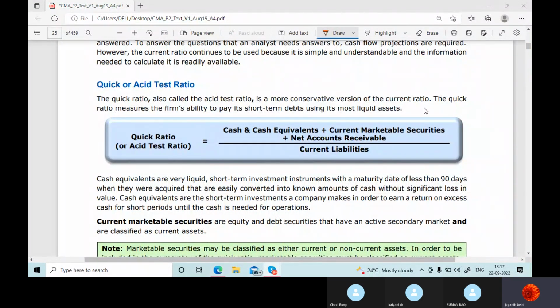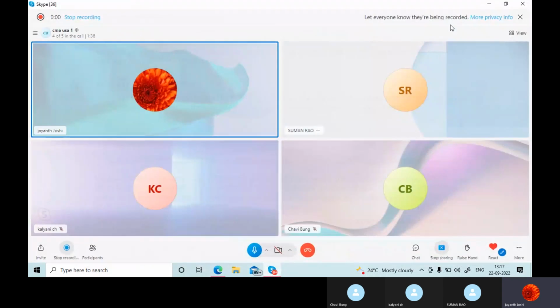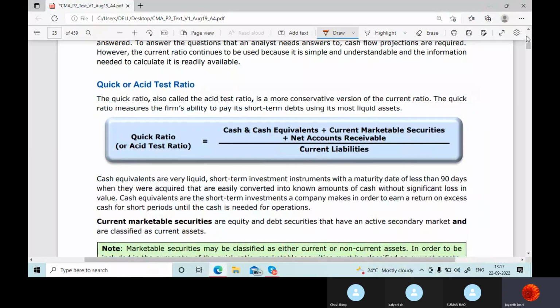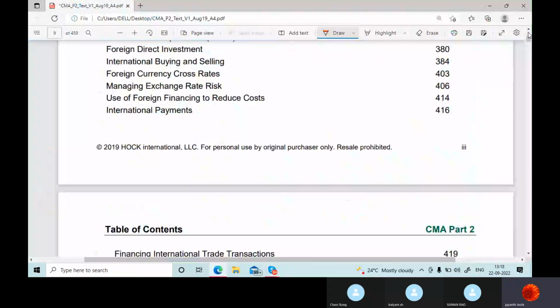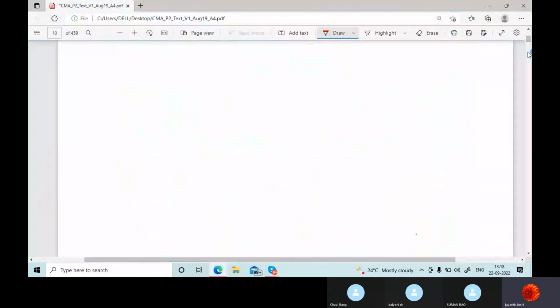So today we are discussing the next ratio under ratio analysis, that is quick ratio. Yesterday we started the class and we saw what the current ratio is. Today we are seeing quick ratio. Fine. So the next formula is quick ratio. So what is this ratio all about?